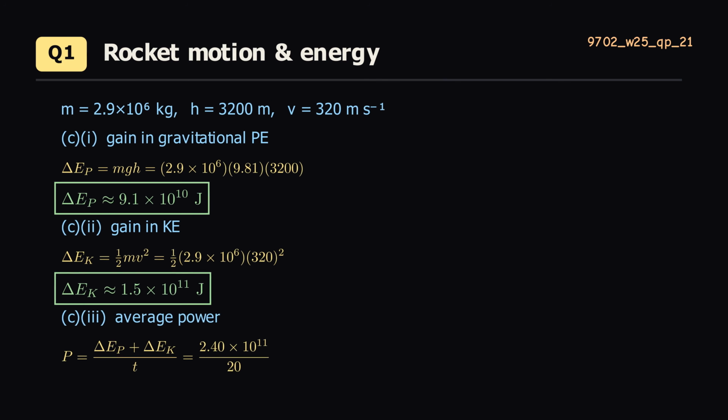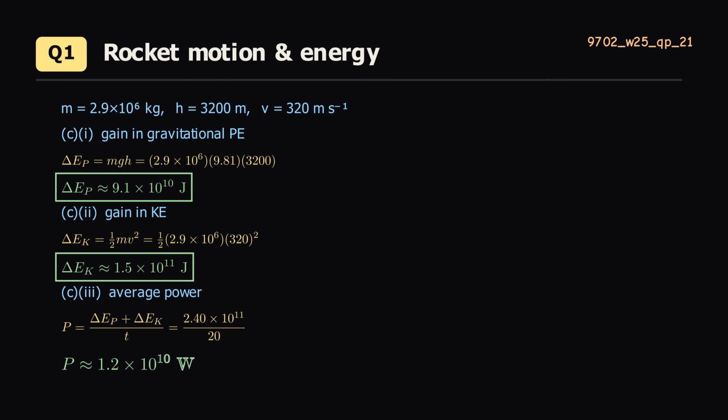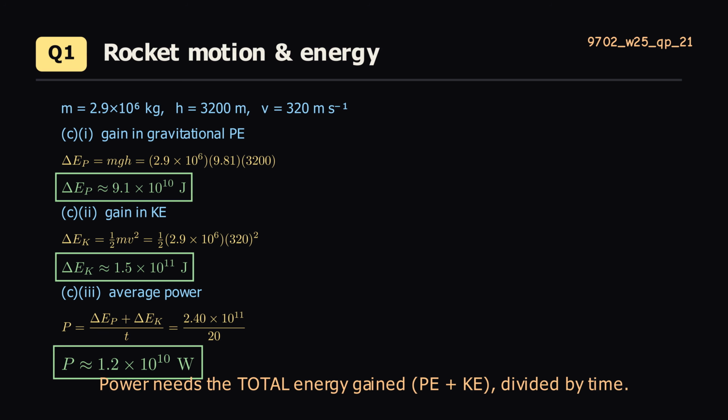Part C. Part 3. Average power is total energy gained divided by time, about 1.2 times 10 to the 10 watts. Power needs the total energy gained, both potential and kinetic, divided by time.